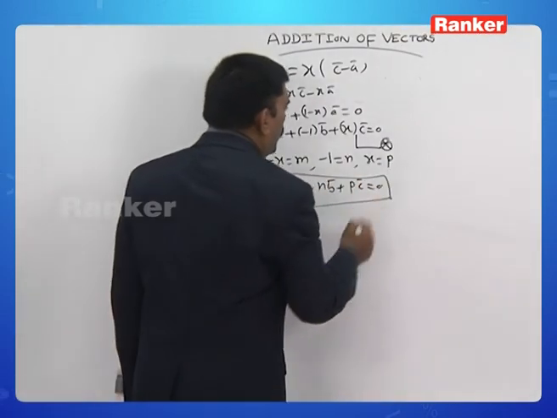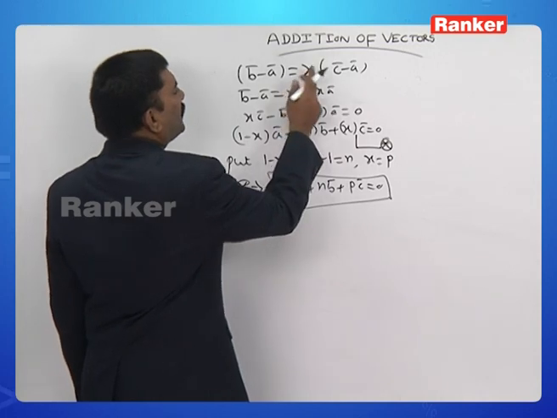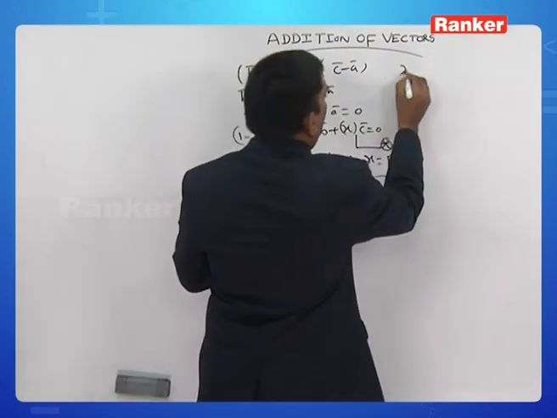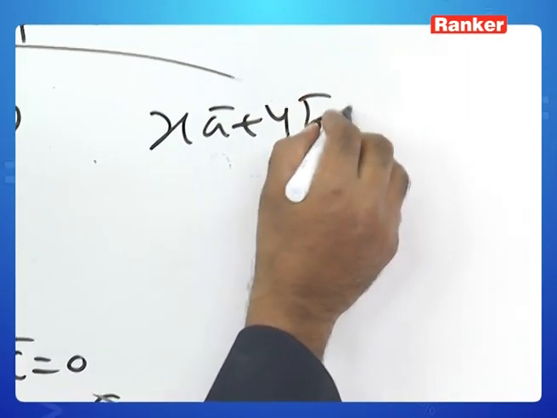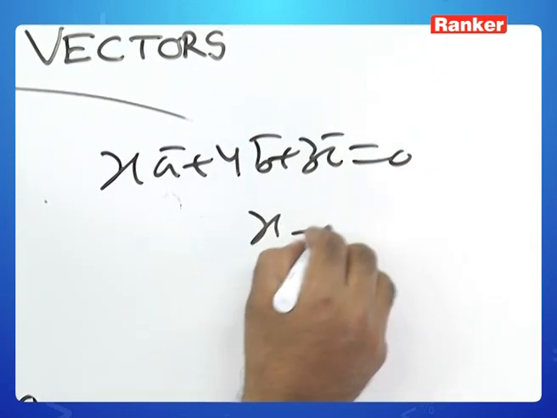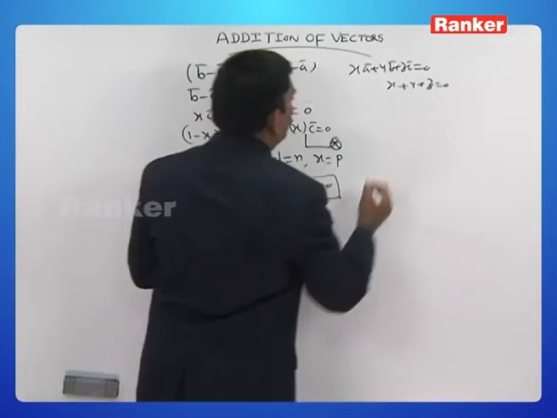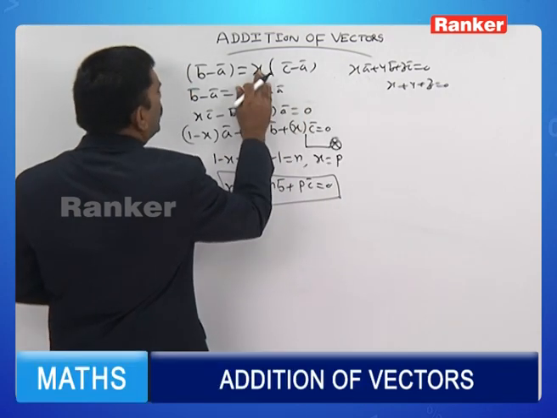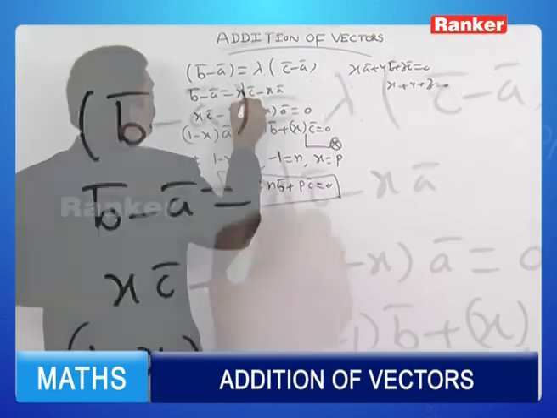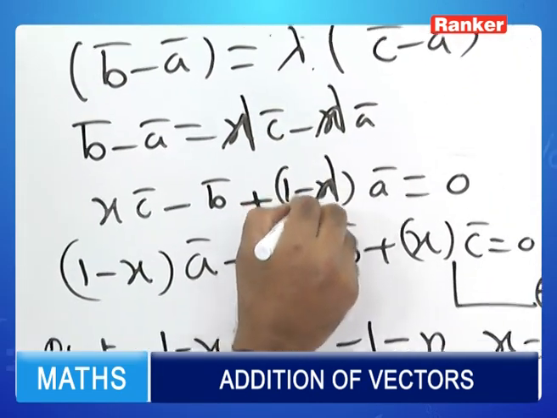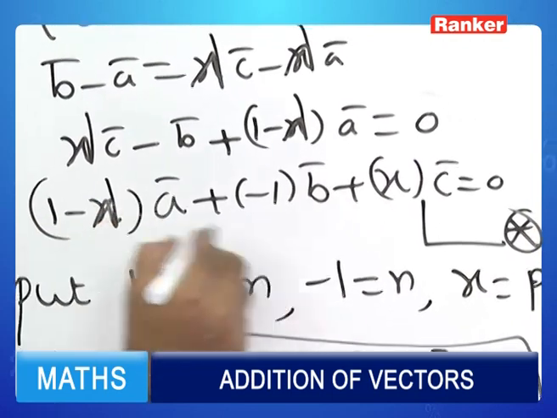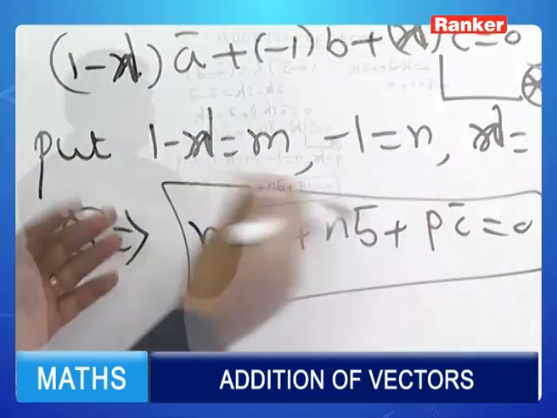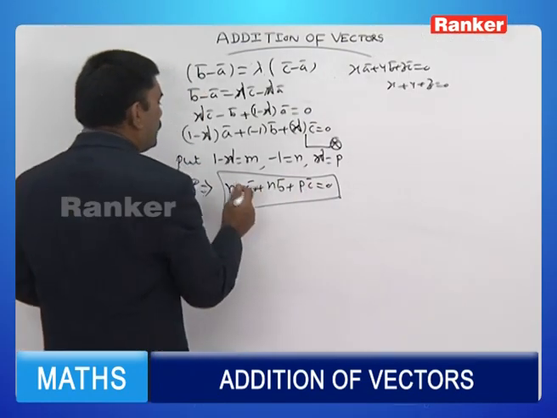Now if I change X as some lambda, because already we wrote X A bar plus Y B bar plus Z C bar is equal to 0, and X plus Y plus Z is equal to 0 in the statement. Once X is taken, we are not supposed to take it as X again. So take X as lambda everywhere. So 1 minus lambda is equal to M.